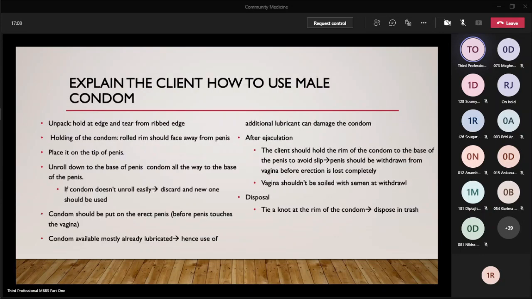Now, we as physicians have to explain to our client how to use it. These are some steps to be followed. After unpacking, it should be done in a manner that the condom is not damaged. You hold at the end and tear from the ribbed edge, and the rolled ring should face away from the penis. Then it's placed on the tip of the penis and unrolled downwards. And if the condom doesn't unroll easily, it should be discarded and a new one should be used.